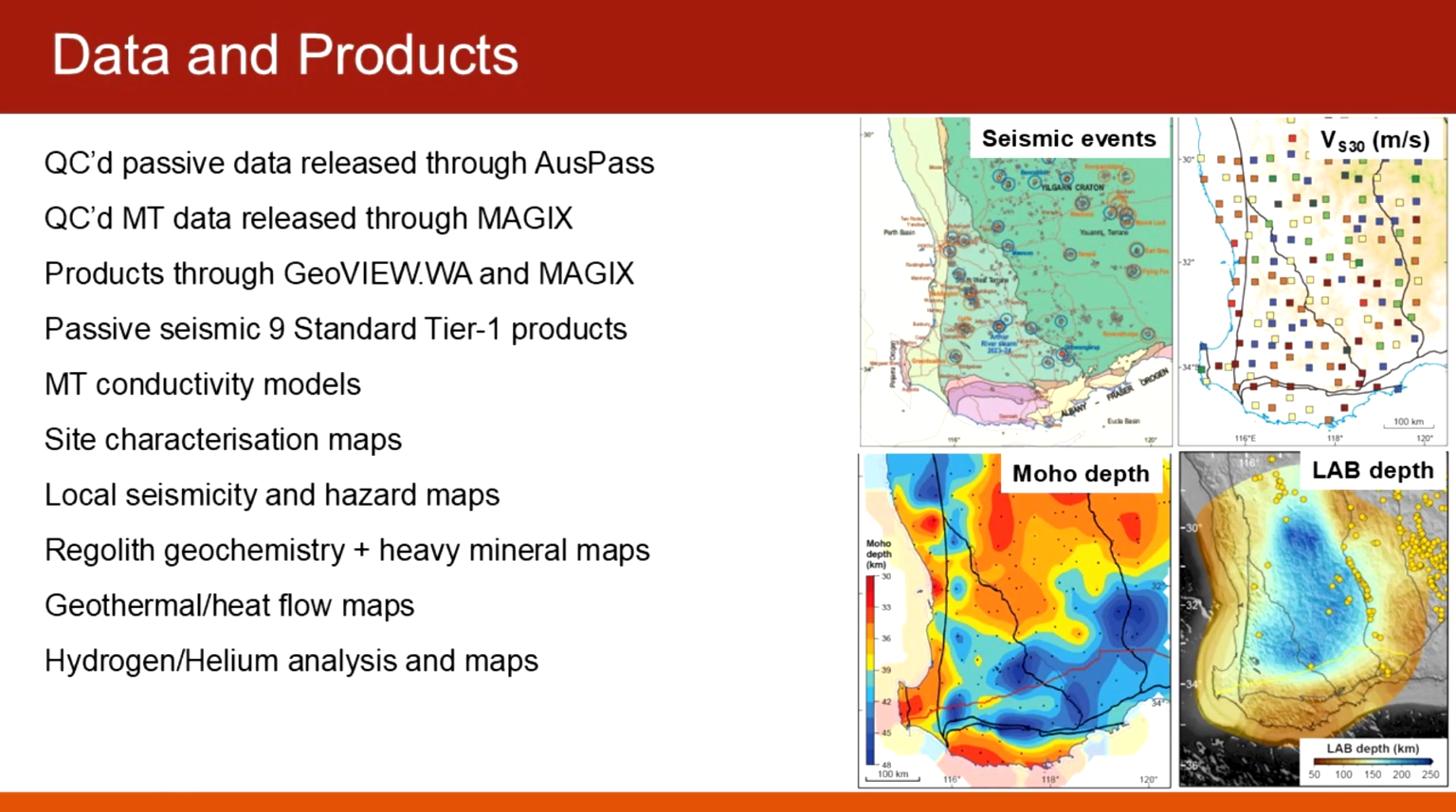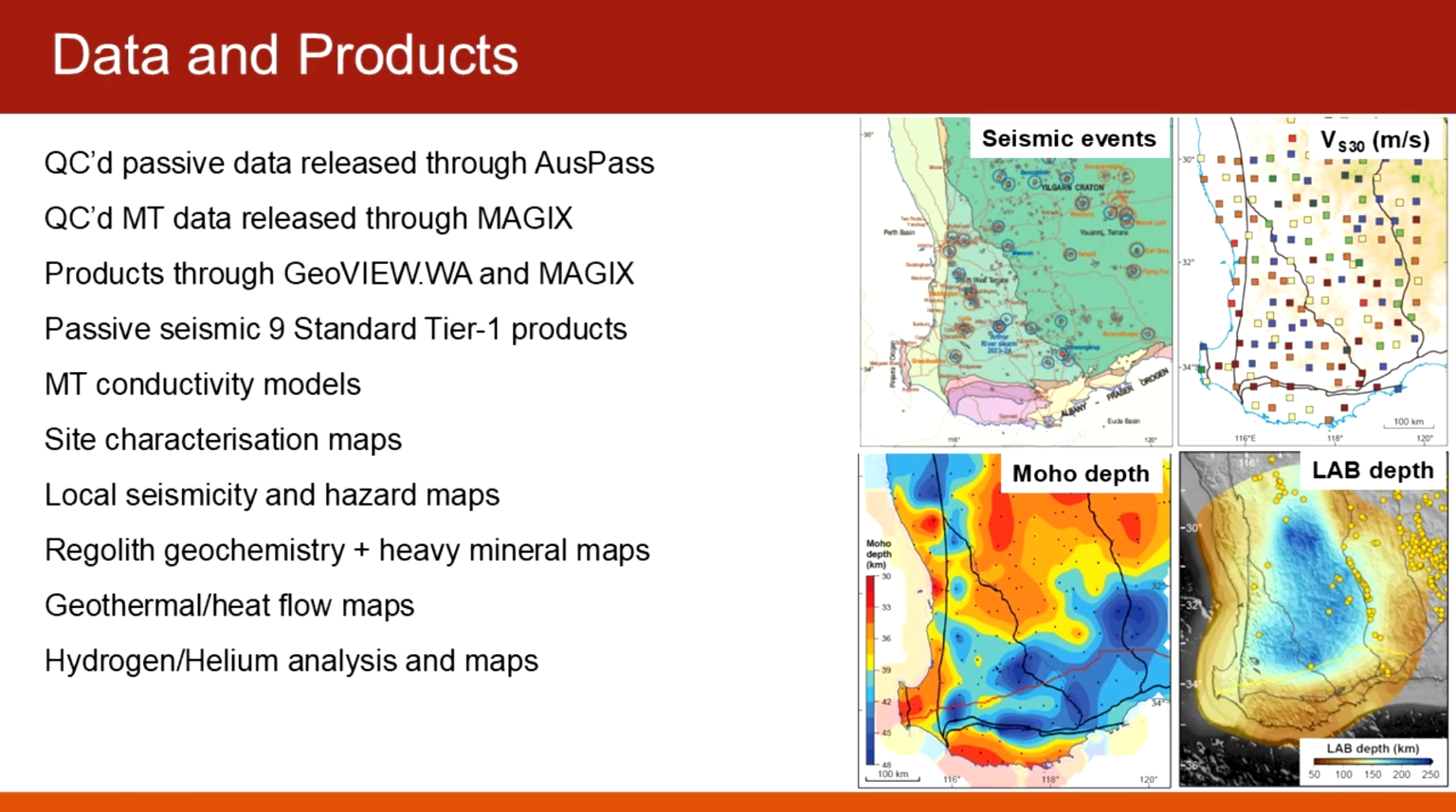For the passive seismic, we defined at the beginning that we wanted to create 9 standard, if you want to call them, tier 1 products. So these are things that we'll do for every phase, for every site, things like depth to MOHO, LAB, velocity structures, VPVS, and things like that. So they will be standard across the entirety of the WA program.